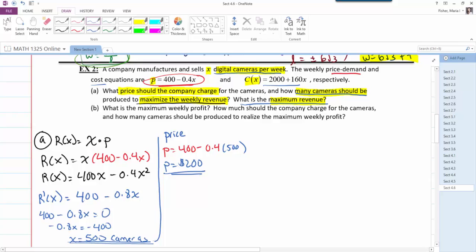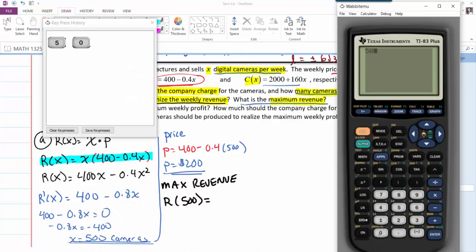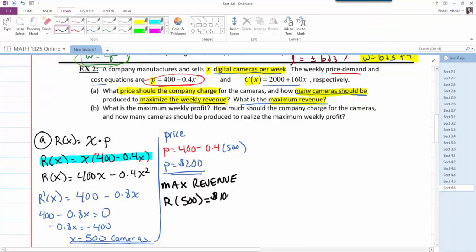So the last thing is, what is the maximum revenue? Well, if you are making 500 cameras, to find the max revenue, what you need to do is find R of 500. So on a calculator, we would say 500 times 400 minus 0.4 times 500. And we'd end up with 100,000. So the maximum revenue we would have is $100,000.